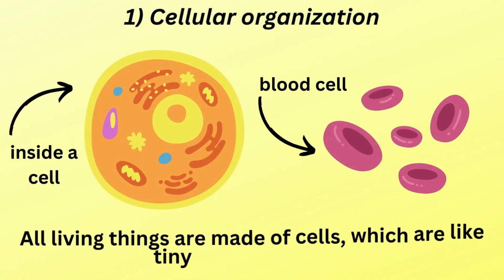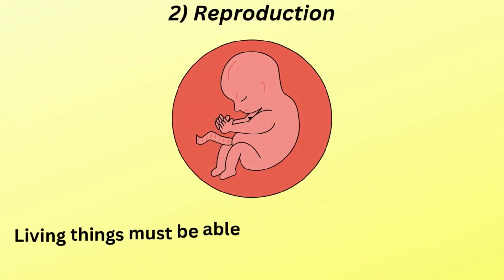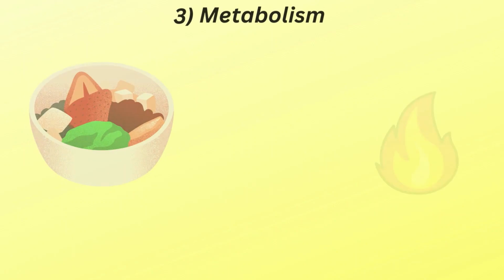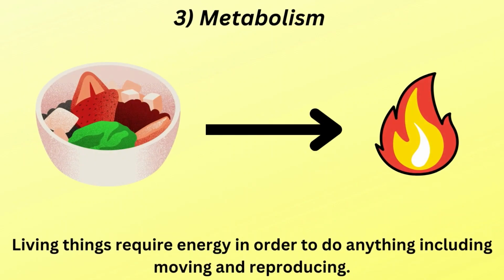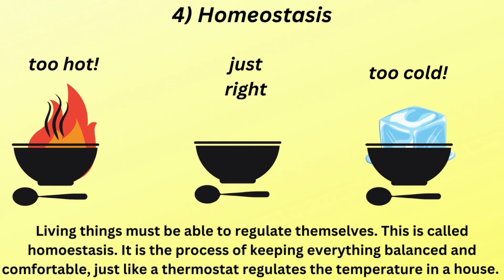1. Cellular organization. All living things are made of cells, which are like tiny building blocks. 2. Reproduction. Living things must be able to reproduce themselves to make copies of themselves. 3. Metabolism. Living things require energy in order to do anything, including moving and reproducing. 4. Homeostasis. Living things must be able to regulate themselves.